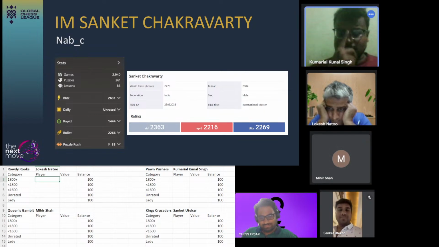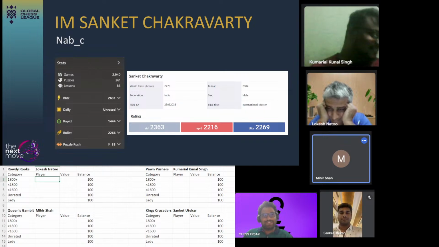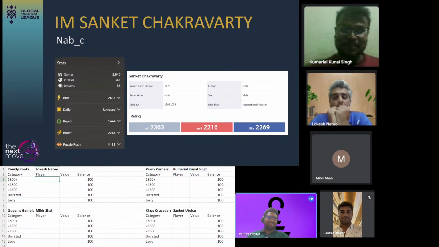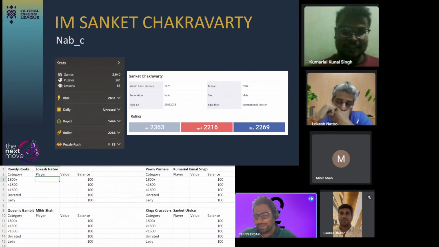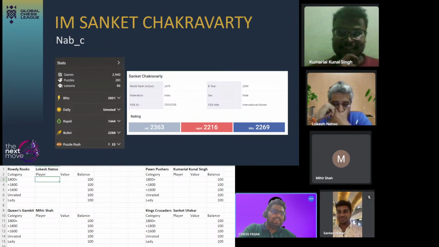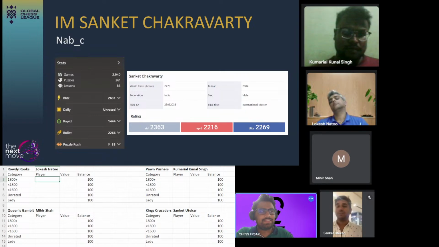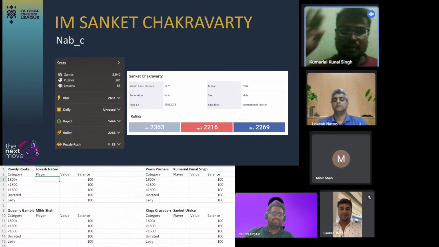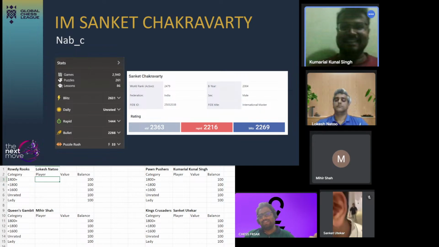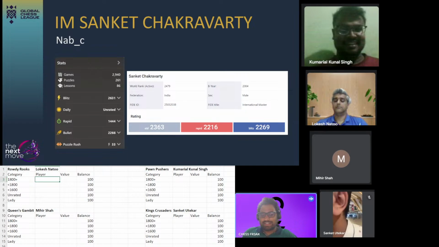36, Pawn Pushers, Kumar Kunal Singh, 36 points for Sanket Chakravarti. 37 points, Queen's Gambit. Players are going all out for the International Master, and we can see Kumar Kunal Singh smiling over here. Even Lokesh is smiling because I think Lokesh is not interested. Do we see any bids from his namesake, Sanket Chakravarti? Will Sanket buy Sanket? 38. 40 from Mihir Shah, Queen's Gambit, going all out for Sanket Chakravarti. 40 points.